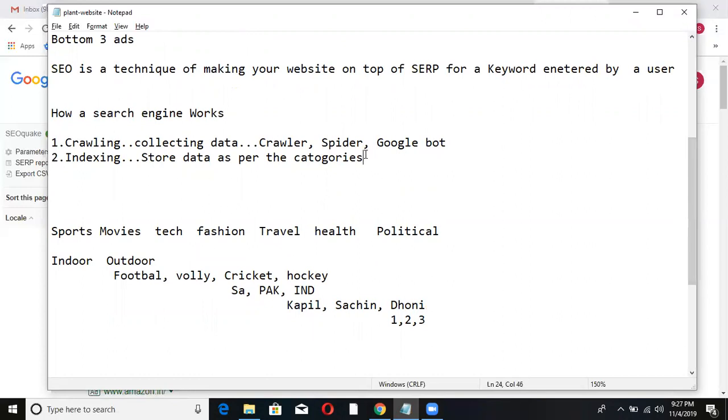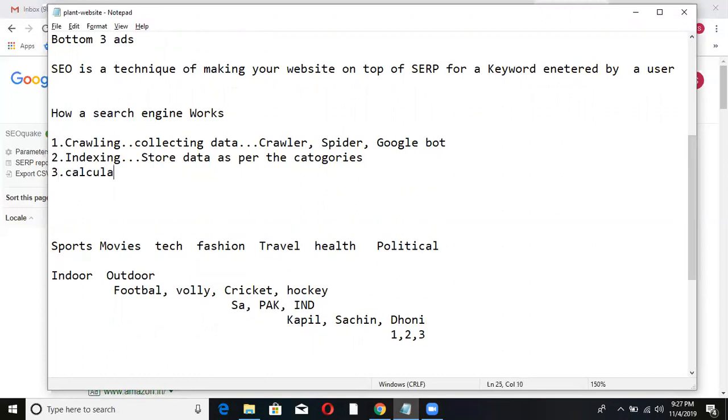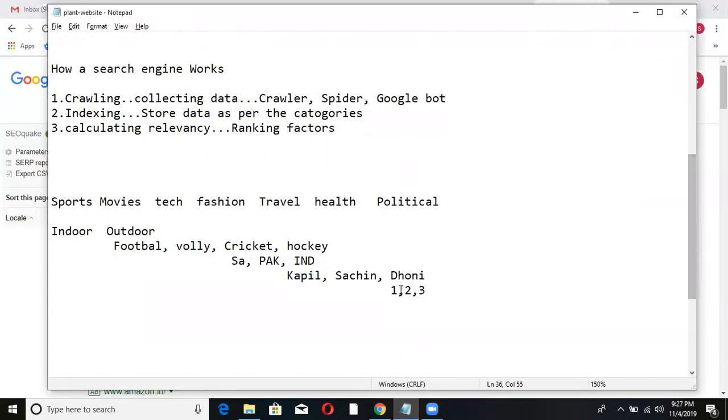Done. Indexing is done. Third is calculating relevancy, which means ranking factors. Now assume that under Dhoni, 3 people have written a blog. Throughout the world, assume that only 3 people have written a blog. Now, you tell me, who should come on top? Whether the first guy, the second guy, or the last guy who wrote? Who should come on top? Whoever is more relevant. That's what ranking factors are.